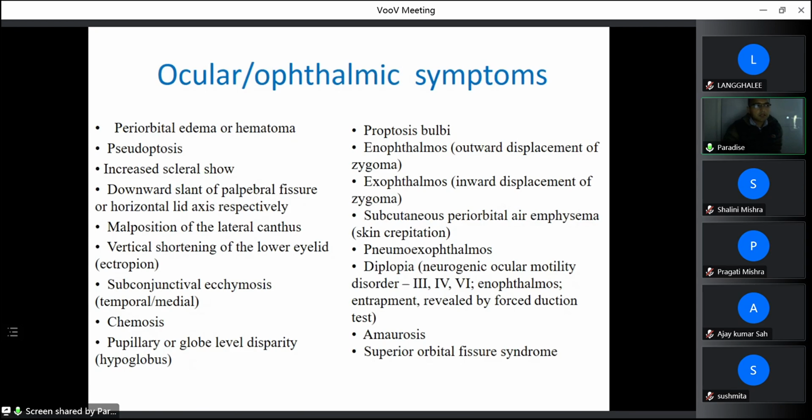Or what happens sometimes, if the orbital floor is fractured, which is very common, it will lead to entrapment of the inferior rectus muscle. Once the inferior rectus muscle is entrapped, the motility of the eye is gone. You cannot move your eye. So in that condition, what happens? Both eyes focus at 2 different positions.